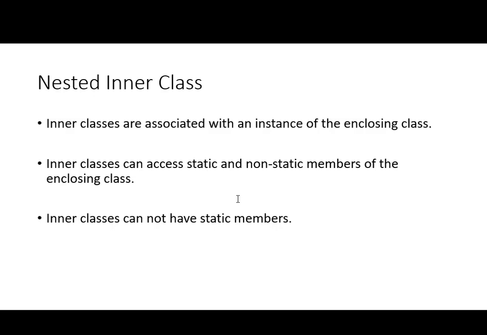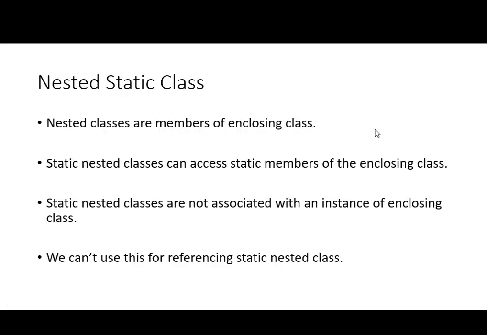So now we're going to have the second type, which is known as nested inner class. Nested inner class is also known as non-static nested classes, which are not static. So inner classes are associated with an instance of the enclosing class. This is a very important point, that these classes are associated with an instance of the class, but the class which we covered before was the nested static class, and these classes are not associated with an instance of the enclosing class.